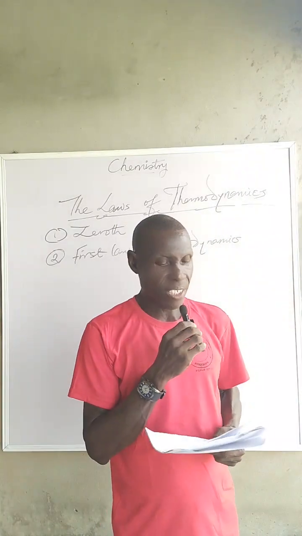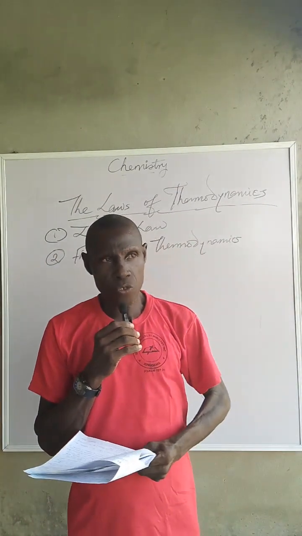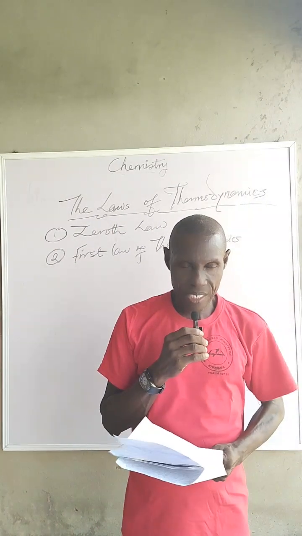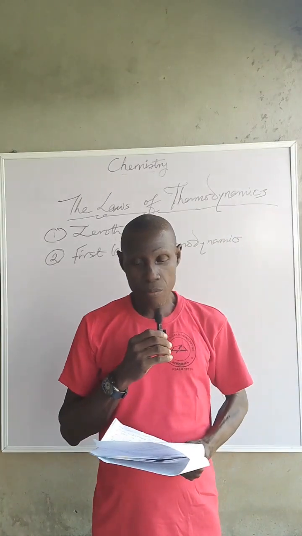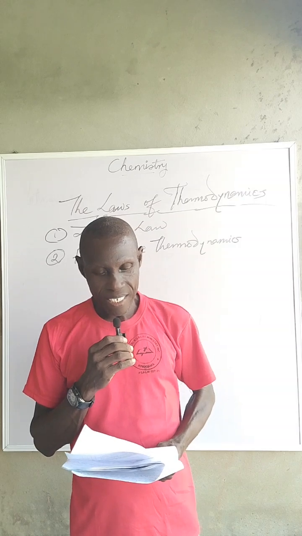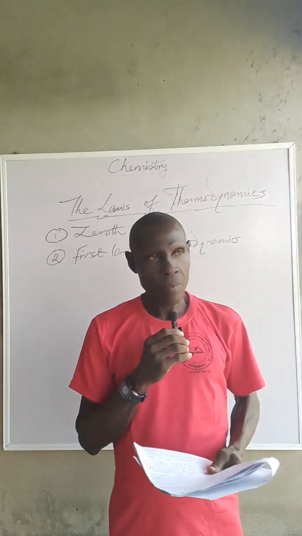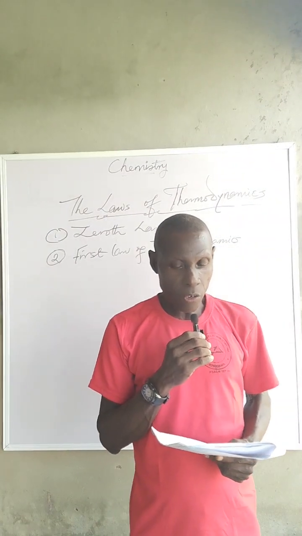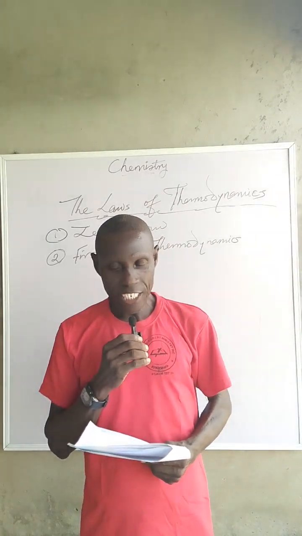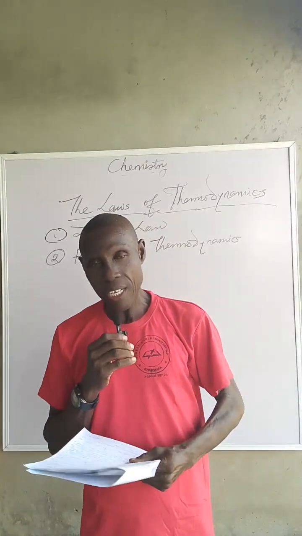Now, the first one is the zeroth law on the board here. Zeroth law is one of the thermodynamic laws we'll discuss now. The law states that if two systems are in thermal equilibrium with a third system, they are all in thermal equilibrium with each other. I take it again. The law states that if two systems are in thermal equilibrium with a third system, they are all in thermal equilibrium with each other.